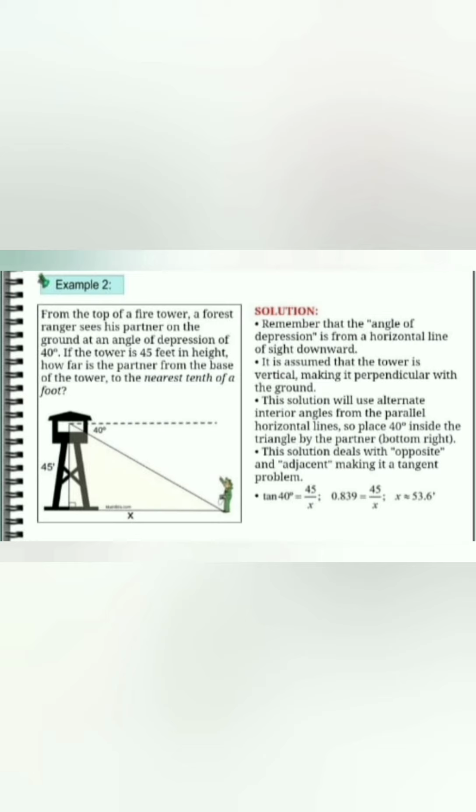Then the solution will be opposite over adjacent. So tangent 40 degrees equals 45 over x. The tangent 40 degrees value is 0.839, so 0.839 equals 45 over x. Then you will get the value x, which is 53.6 feet.